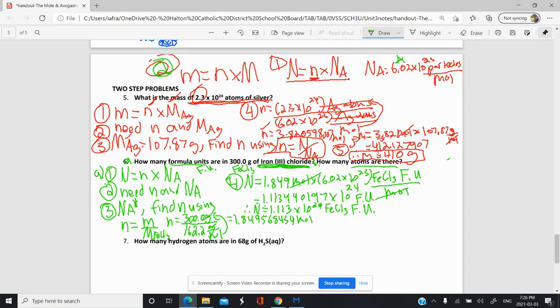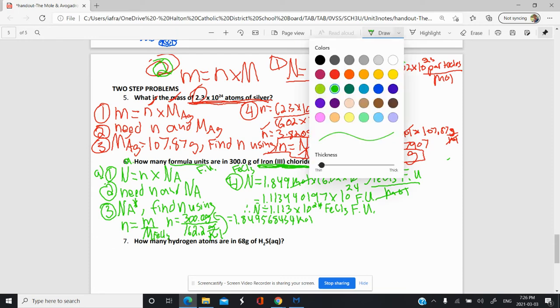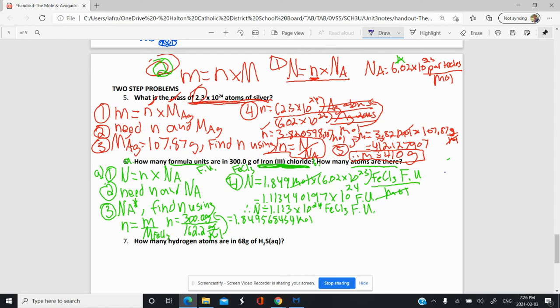How many formula units of the iron 3 chloride are there? And we found that there. But then we have a part B. So let's make part B in this blue color here. How many atoms are there total? So for part B, my first step is going to be to make a conversion factor.